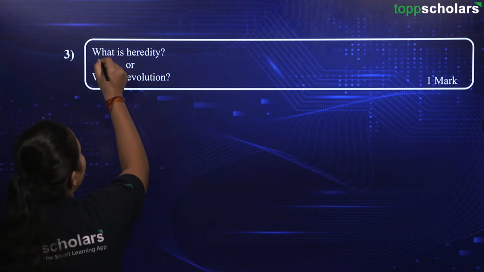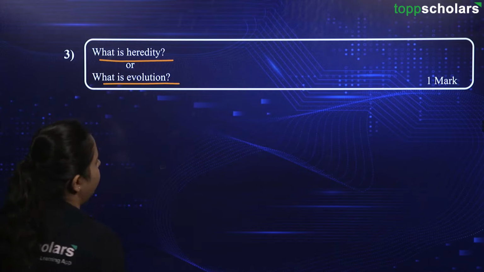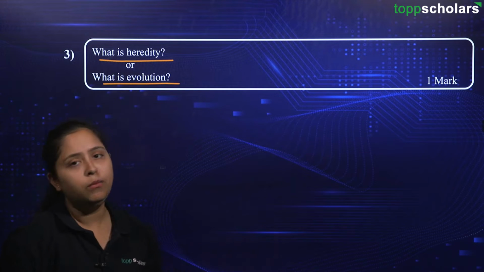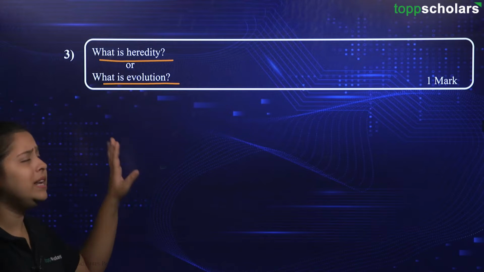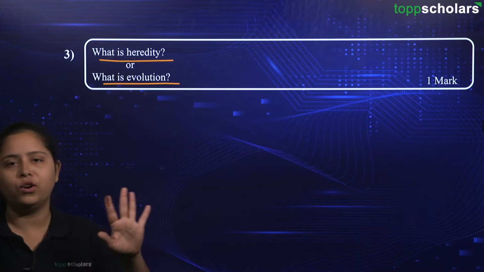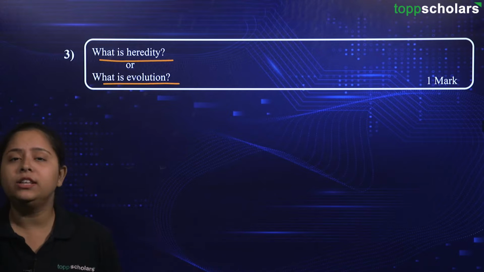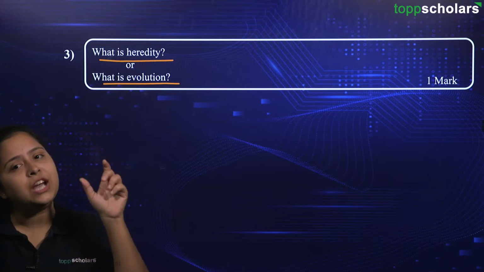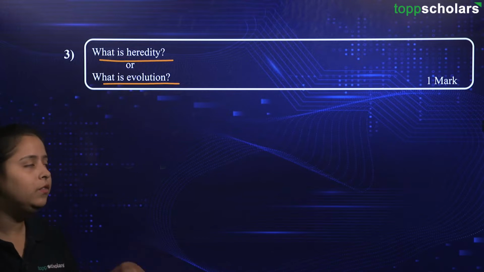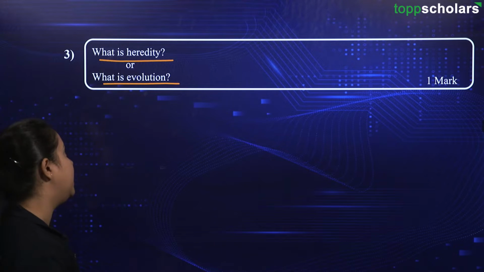Moving ahead, this is the question. The question says, what is heredity or what is evolution? The question is again for 1 mark. See, the chapter's name is Heredity and Evolution, and the question is very simple. It is asking you what is heredity and what is evolution. Whenever you are dealing with a chapter, please try to understand the meaning of the words that are written in that chapter's name first.